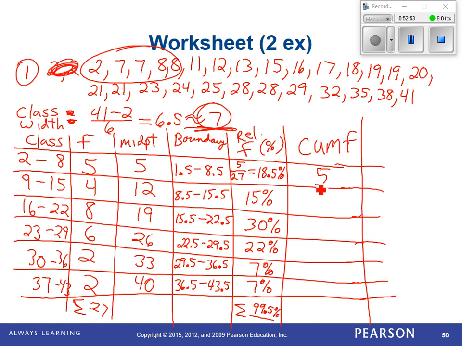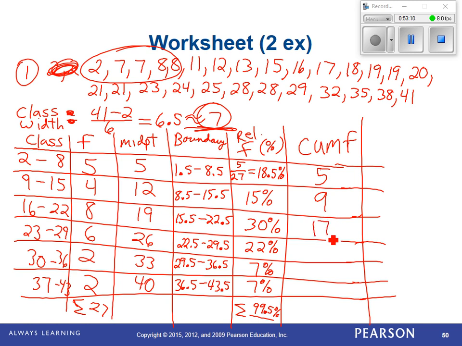17. Oh, okay. Nine. 5, 9. I looked at the wrong thing too. From here down, how many? 17.